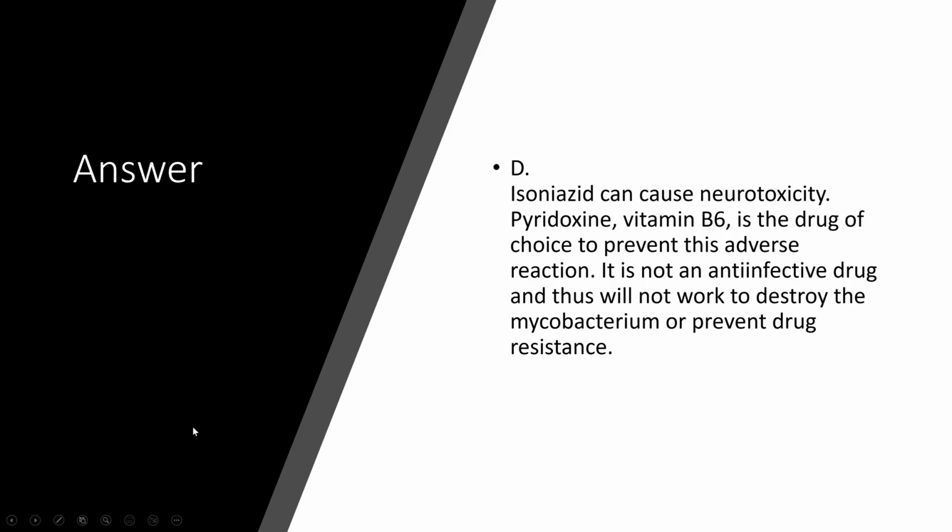Okay, so this one's going to be D. Pyridoxine or vitamin B6 is given with isoniazid to prevent the numbness and tingling, since isoniazid can be neurotoxic and decreases the absorption.